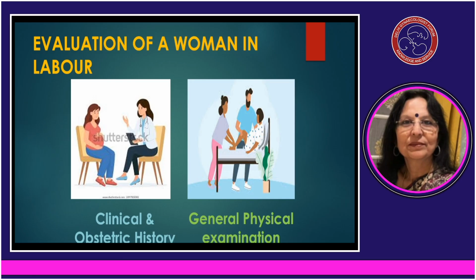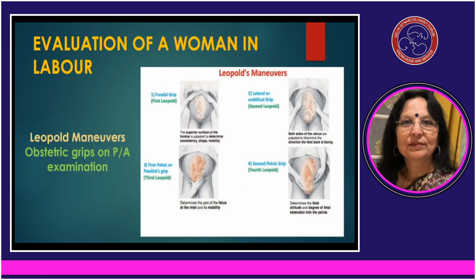The first thing we are going to do is take a clinical and obstetric history and do a general physical examination. Then we do the per abdominal examination, which is Leopold's maneuvers. In the first maneuver, we see the height of the uterus. In the second, we see which side is the back and which side are the limbs. In the third grip, which is the first pelvic grip, we see the presenting part and whether it is ballotable or not. And in the fourth, which is the second pelvic grip, we see how much of it has entered the pelvic brim.